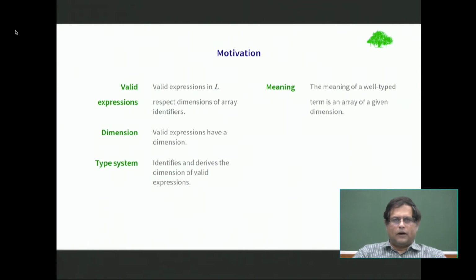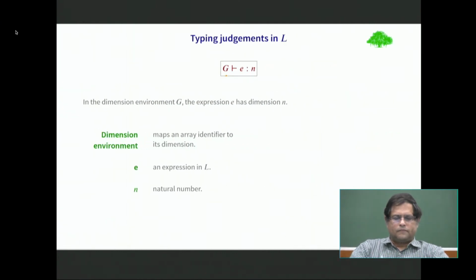We're motivated by trying to locate expressions that don't have a meaning, that are not meaningful. And the meaning here is nothing but the dimension. So every expression, if it's well typed, will denote an array function of dimension n. That means it takes n indices and gives you a scalar. So that's what we're after. So let's construct a type system here.